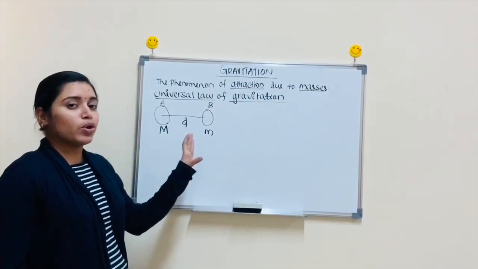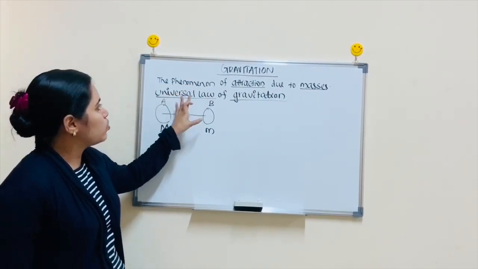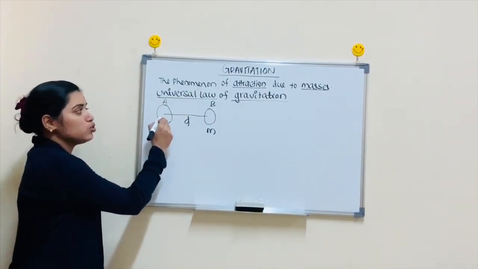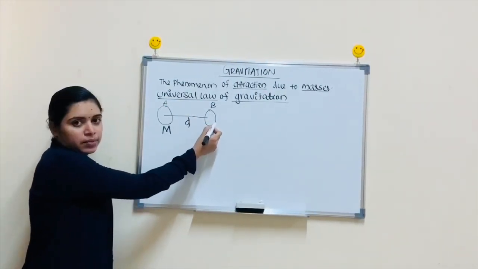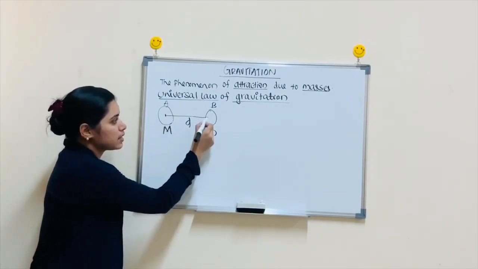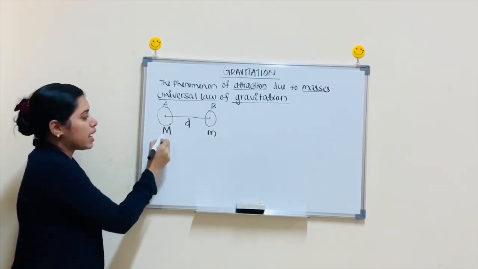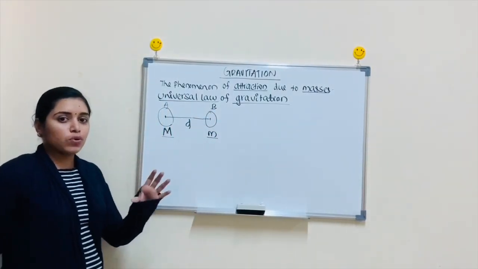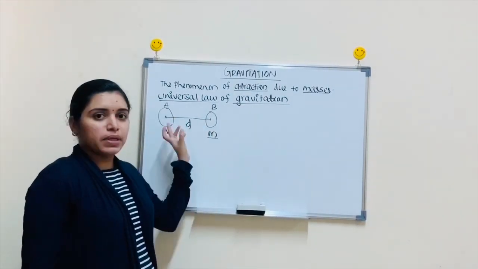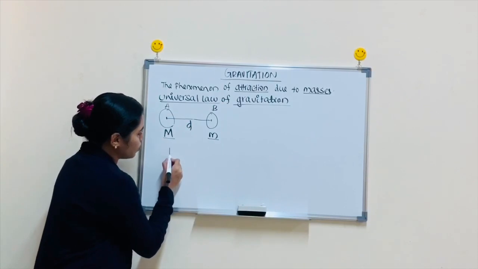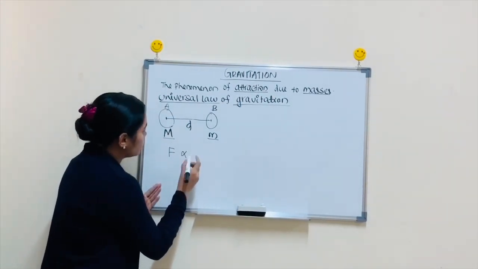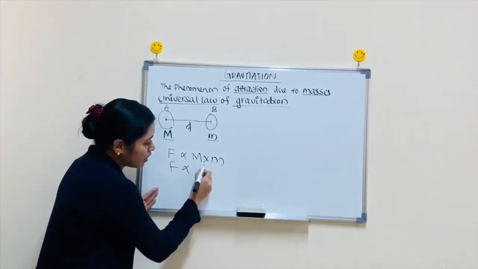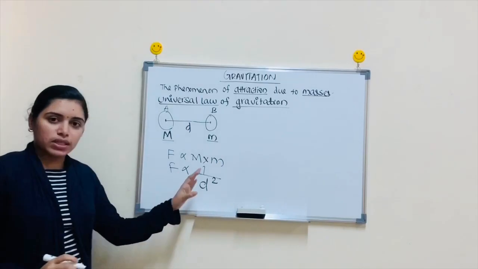The first and important topic in this chapter is the universal law of gravitation by Newton. Consider two bodies A and B separated by a distance d. The mass of A is M and the mass of B is small m. Now we have to find the force of attraction between these two bodies. This force is directly proportional to the product of their masses M and m, and this force is inversely proportional to the square of the distance between them.